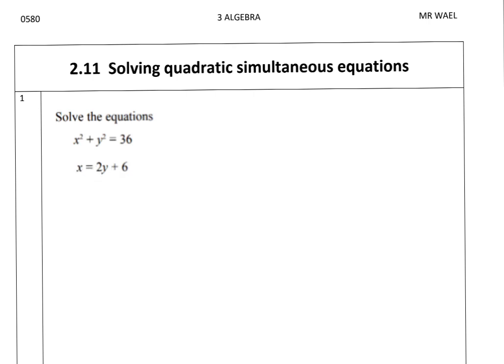The linear equation is a straight line. The quadratic is like a curve. So we need to find the two points. By solving the two simultaneous equations, we can find these two points.